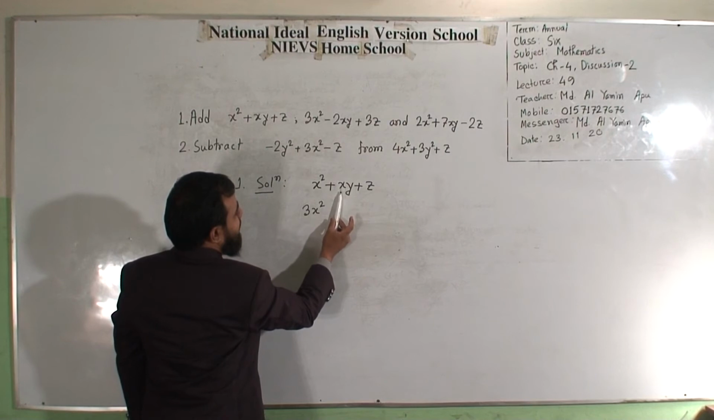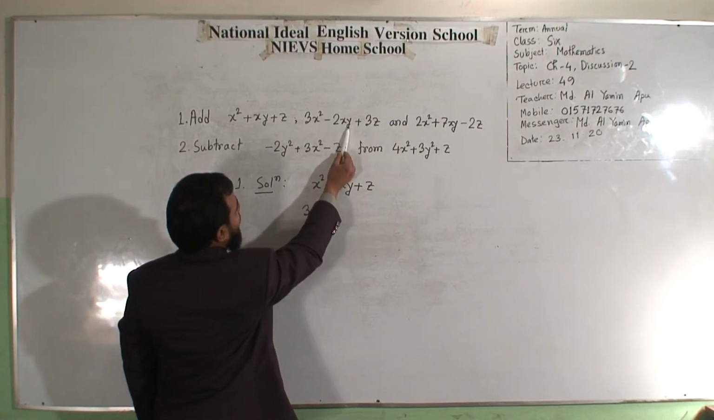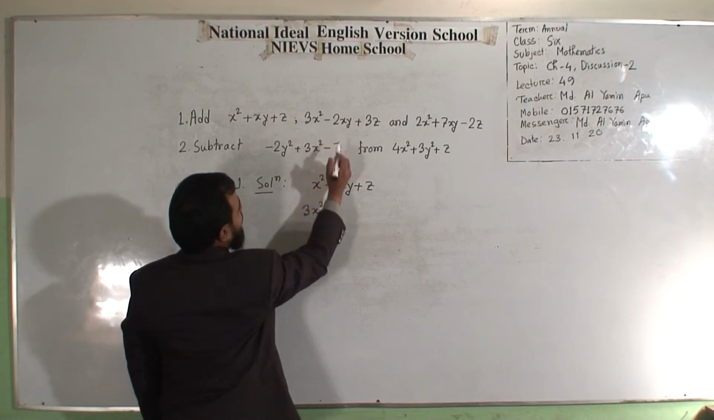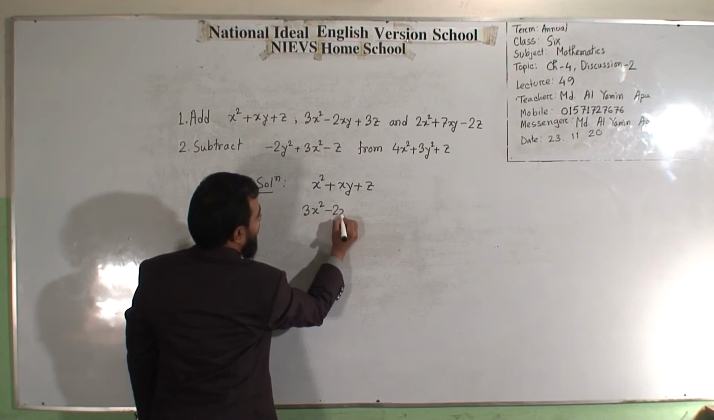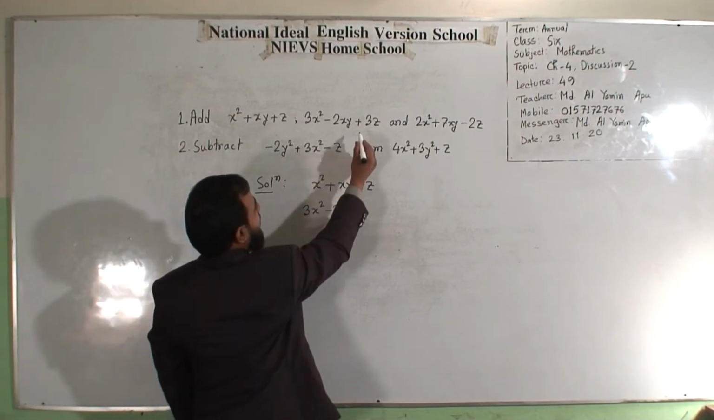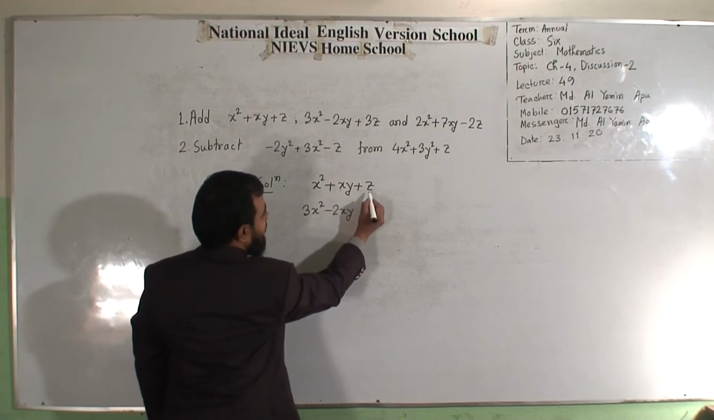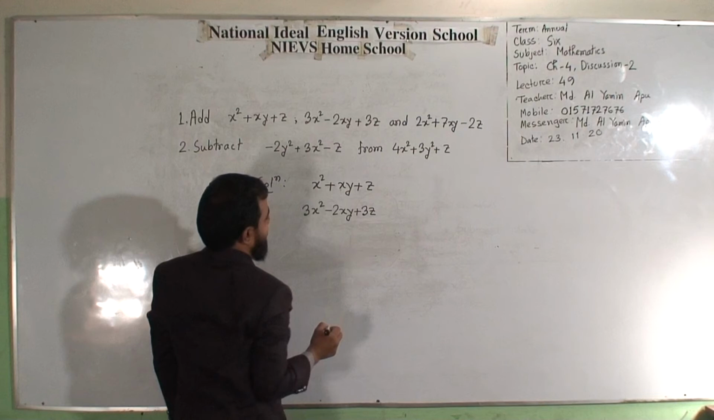Here is the base x and y and the power is 1. Here is also the base x and y and power is 1. That is why minus twice xy is the similar term of xy. That is why we should write down minus twice xy below the xy, and thrice z is the similar term of z. So we need to write down thrice z below z.